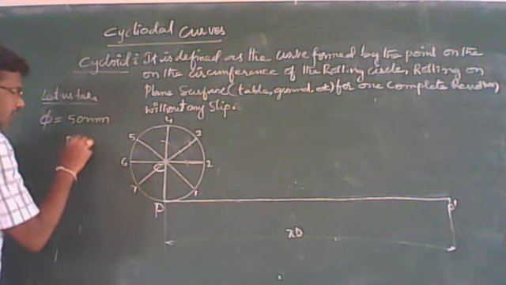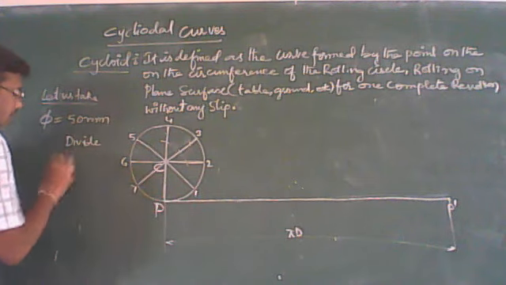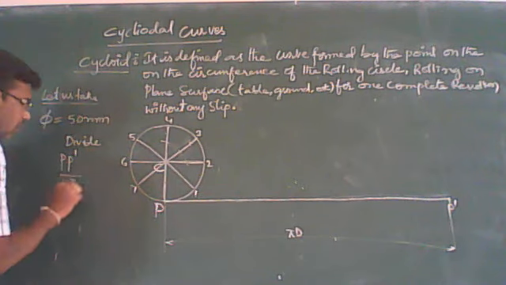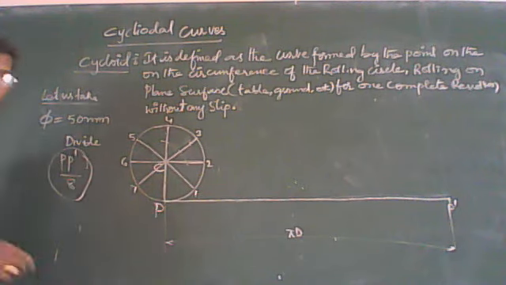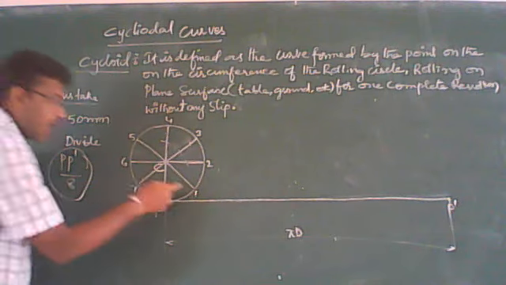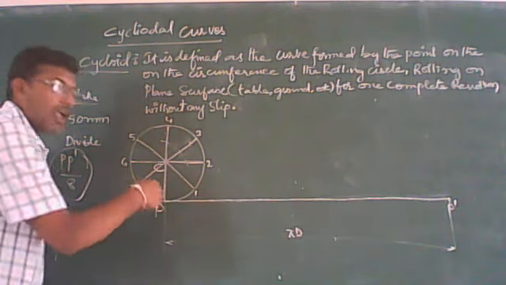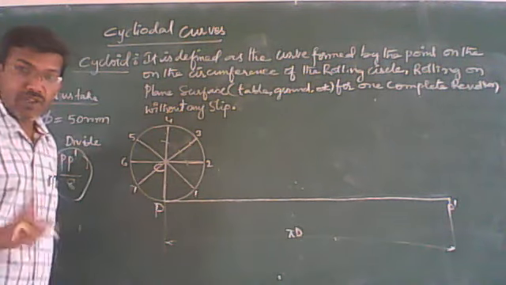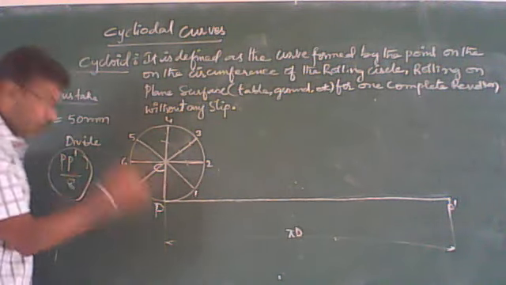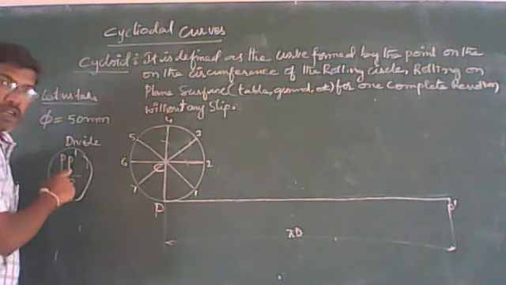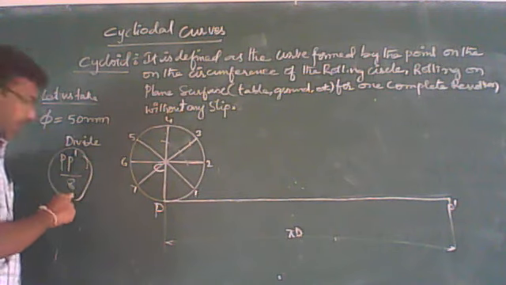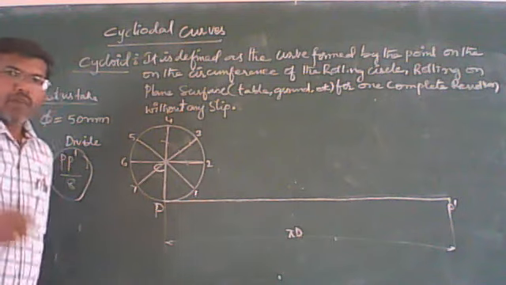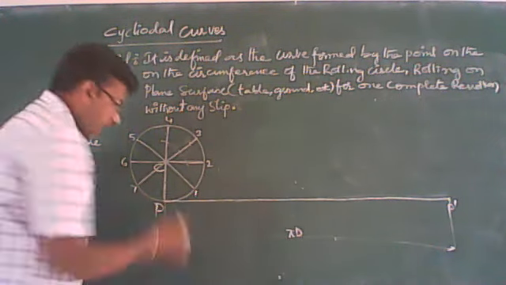Now, divide this P dash, see here clearly, divide P dash into 8 equal parts. Why 8 equal parts? As I have divided this rolling circle into 8 equal parts, PP dash is the length of the circumference in a straight line. So that is why I am dividing the circumference length PP dash into 8 equal parts. How to divide into 8 equal parts? Simply by the line division method.